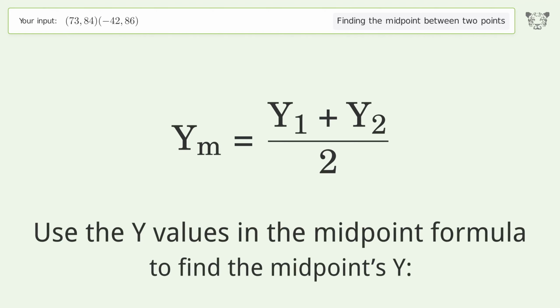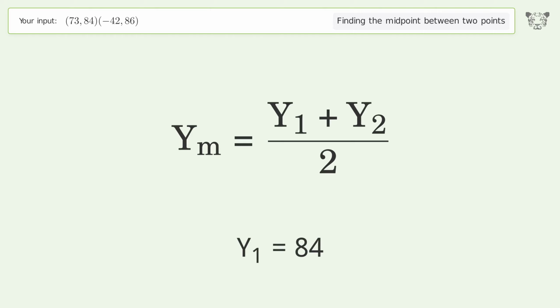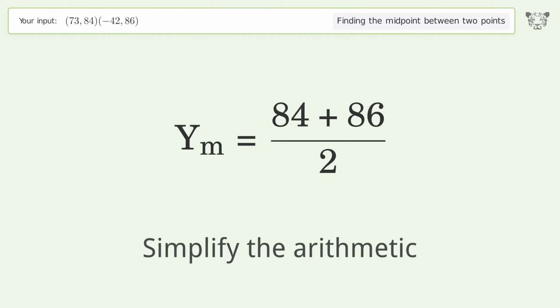Use the y values in the midpoint formula to find the midpoint's y. y1 equals 84. y2 equals 86. Simplify the arithmetic.